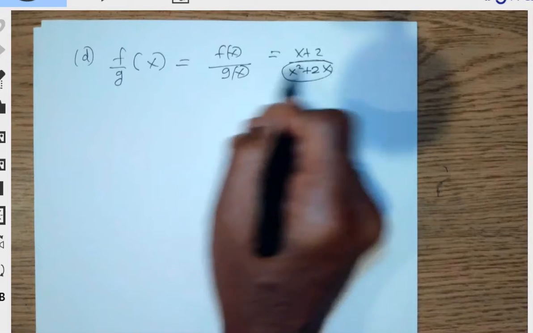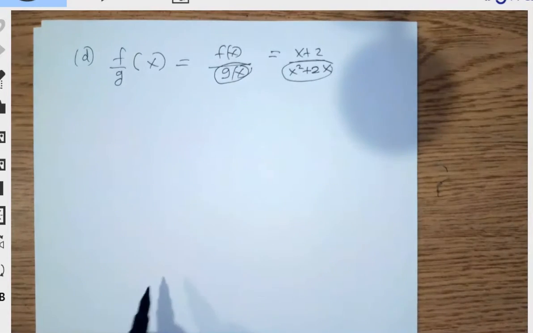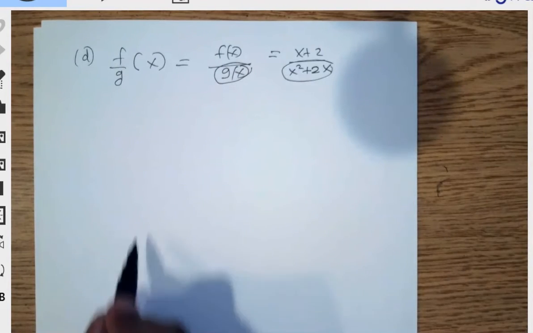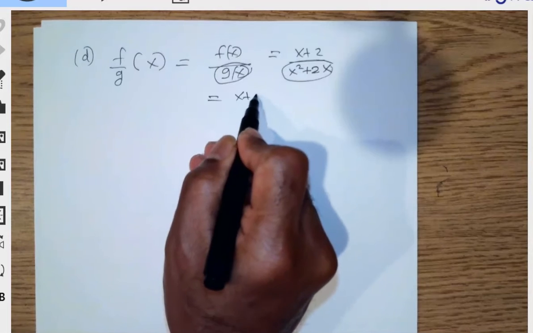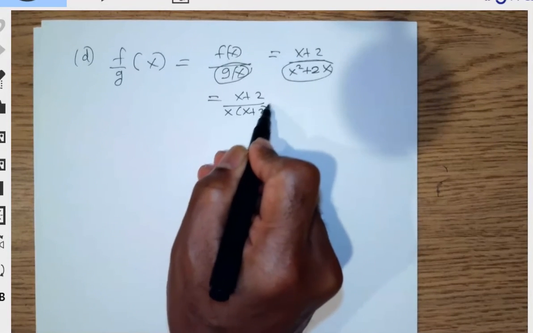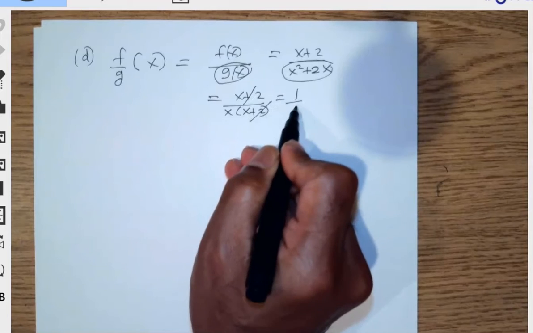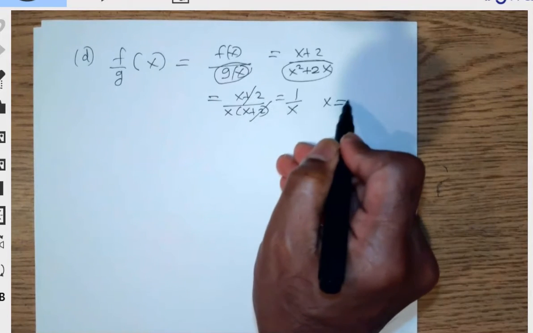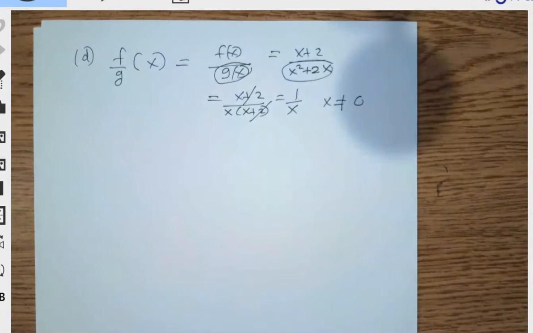Gotta make sure that this is not equal to 0. That is very important here because if the denominator is 0, then we are in trouble. So we have x plus 2 divided by, if you take out the x, you get another x plus 2. And this will cancel off and you get 1 over x. So you got to make sure that x is not equal to 0, because only then will we have the quotient valid.